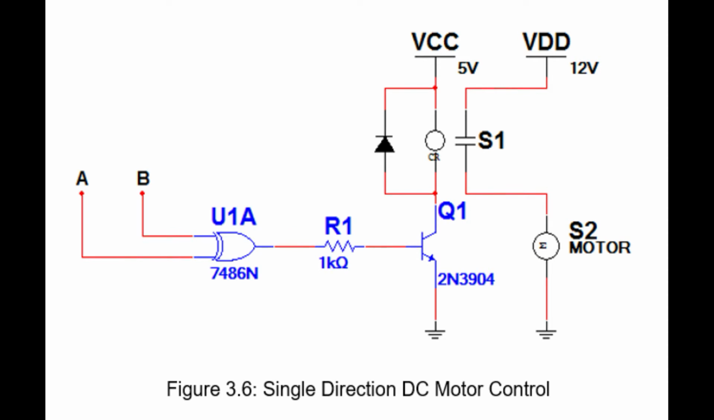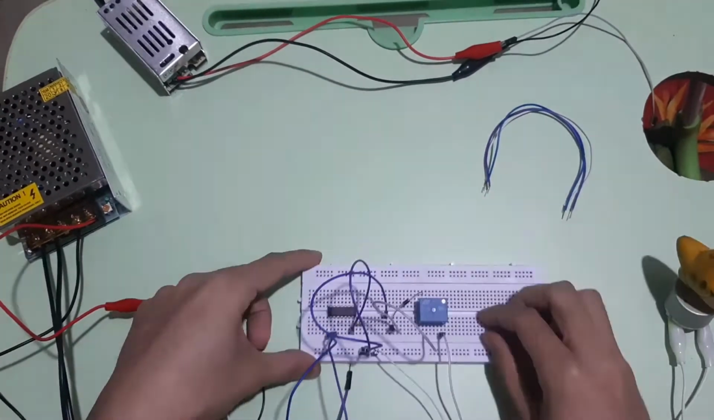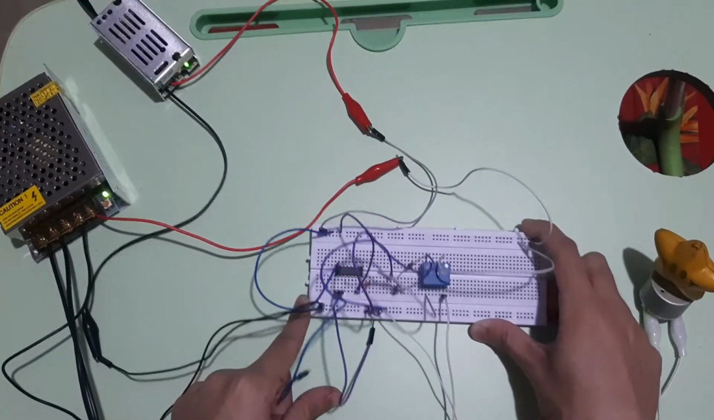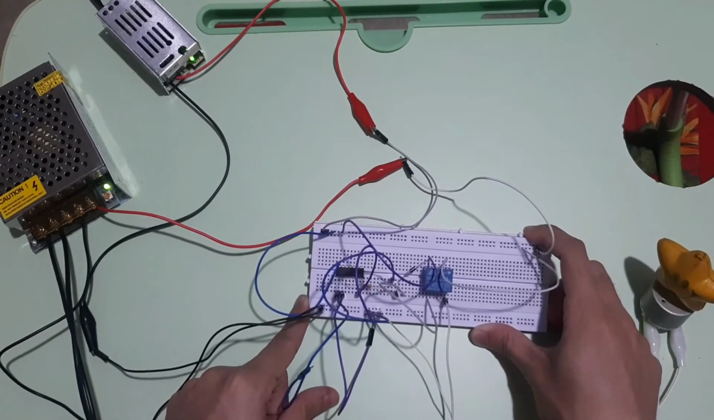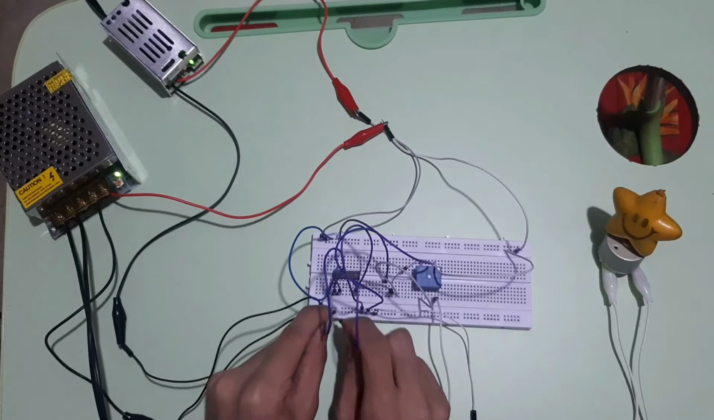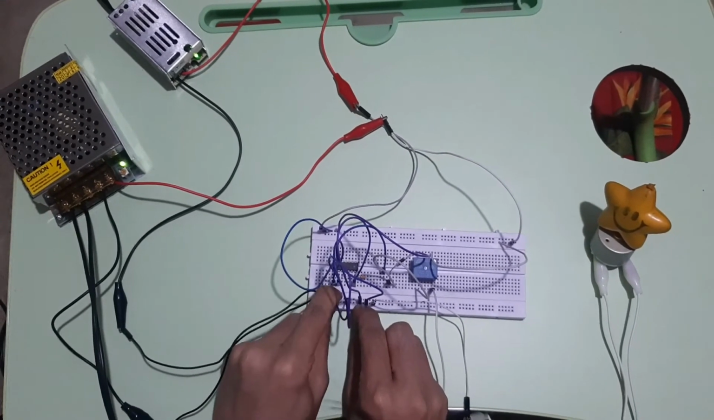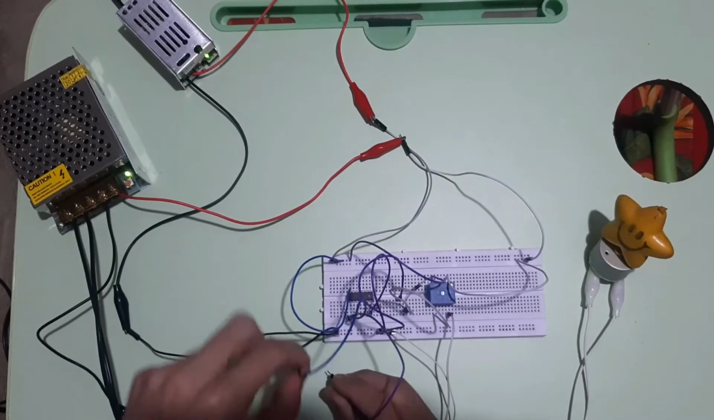Now let's create the circuit. Now here's our single direction DC motor control circuit. Now let's test. If all input is 0, the output is 0.